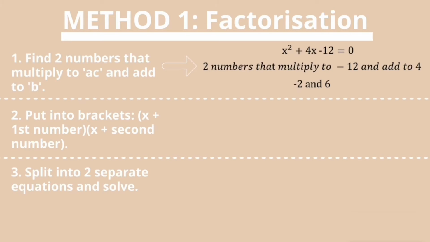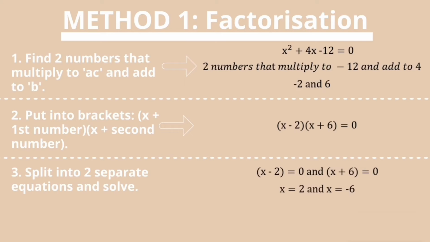Once you find these two numbers, you put them into brackets. In these two brackets, you put x plus the numbers you found. So the brackets will be x minus 2 and x plus 6. Then you can split the equation into two separate equations. So now you have x minus 2 equals 0 and x plus 6 equals 0. The solutions are x equals 2 and negative 6.